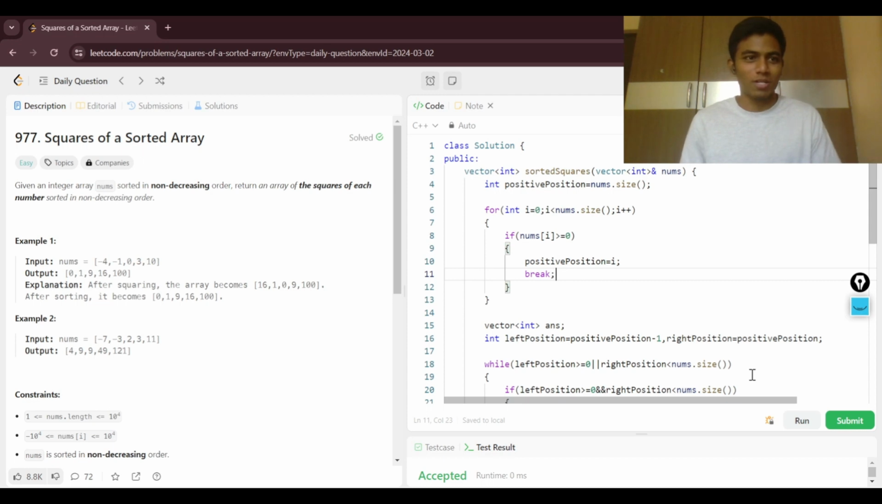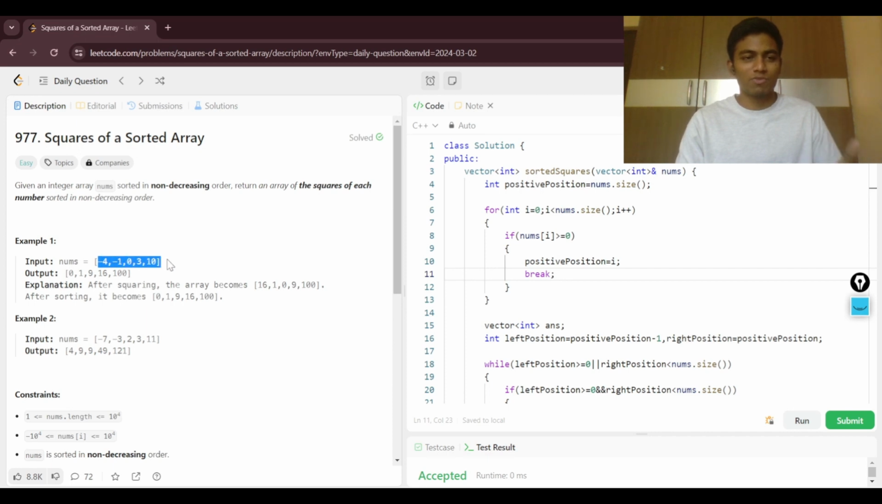This is Archit. So we are going to be solving today's LeetCode question, which is Squares of a Sorted Array. We are given a sorted array and we need to return the squares of the numbers which are present in this particular array. So let's take an example. This is the array which we are given, and then we need to return the squares of the array in non-decreasing order.